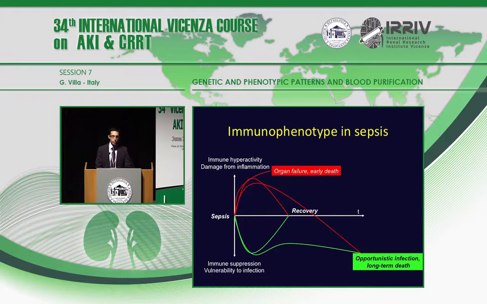As we know, during sepsis we produce a very important systemic inflammation, which should be balanced by anti-inflammatory mediators and anti-inflammatory cells to reach a recovery from the infection. If we have an uncontrolled pro-inflammatory aggression, we early develop an organ failure and the patient early dies of systemic inflammation. On the other hand, if the patient is not able to control the infection, he will die of opportunistic infection and he has a very high long-term mortality.